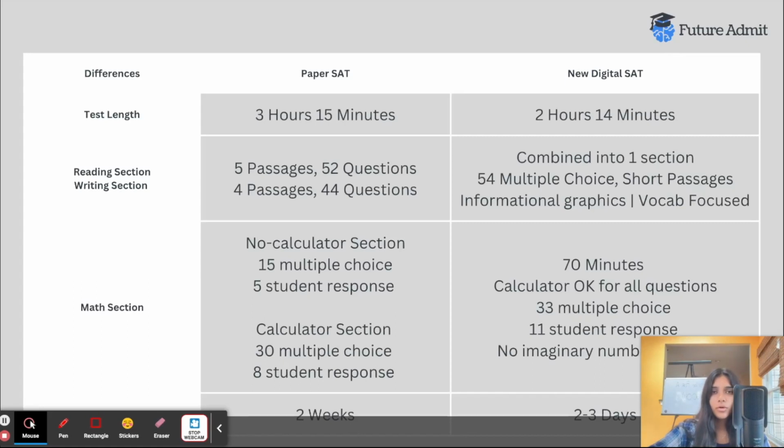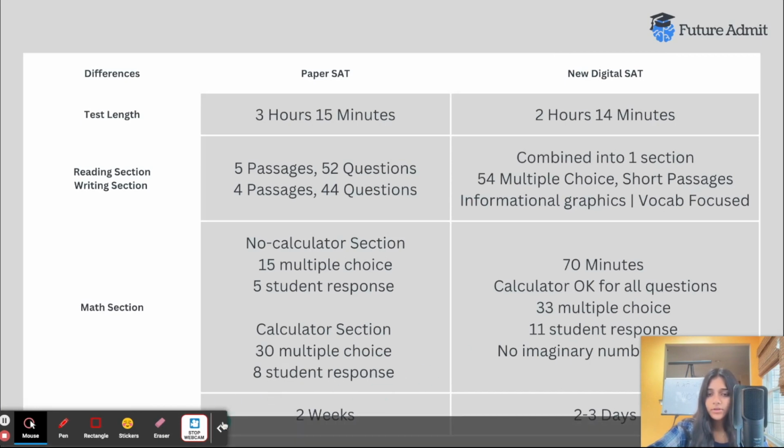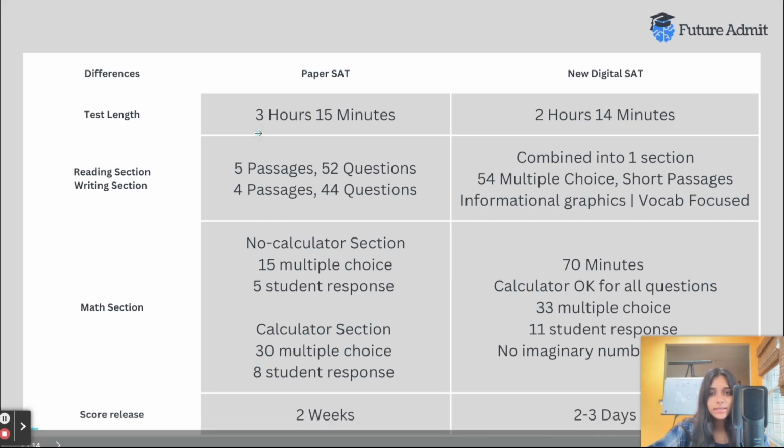We're going to be talking about what are the main differences between the paper SAT and the new digital SAT. So to start off, let's just look at what the paper SAT currently looks like. Currently, the SAT, at least in the United States, the new digital one will be starting in 2024 with the March SAT being the first test.